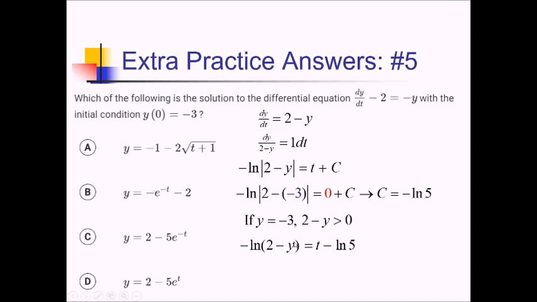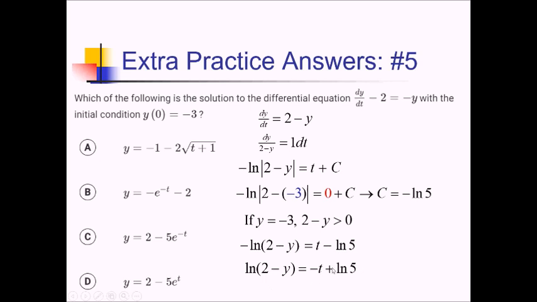So next step, I'll just multiply everything by negative 1. So I have ln of 2 minus y equals, I guess, negative t plus ln of 5. And to get rid of the ln, now I have to raise e to both sides. That gives me 2 minus y on the left side, and this is going to be e to the negative t plus ln of 5 on the right.